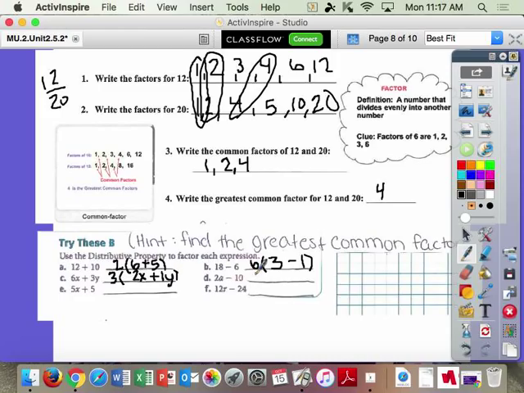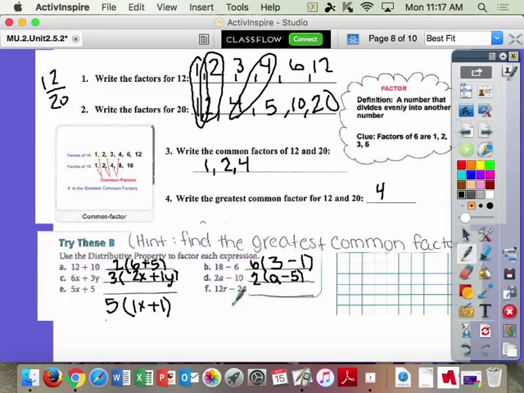Do the same thing for 2a minus 10. 2 is the biggest number that goes in both. That would be an a. 10 divided by 2 is 5. All right, so try E and F now. Welcome back. You should have gotten 5, quantity 1x plus 1.